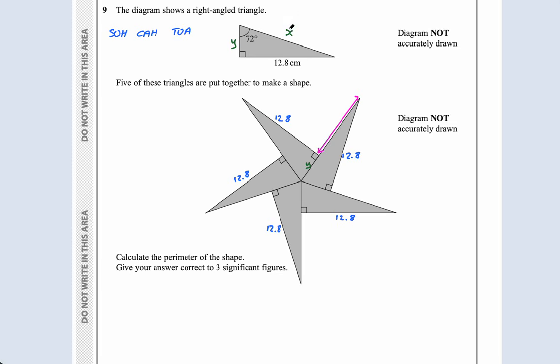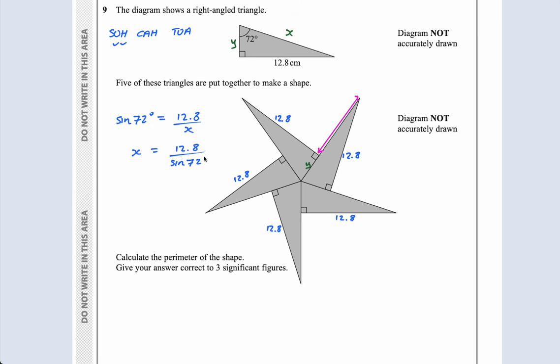Which one is the opposite and hypotenuse? Opposite, hypotenuse, it's sine. So I'm going to say sine 72 degrees equals opposite 12.8 over hypotenuse x. Rearrange this and I get x equals 12.8 over sine 72.